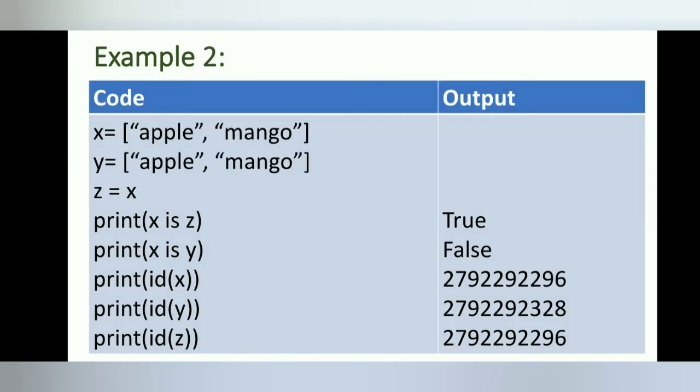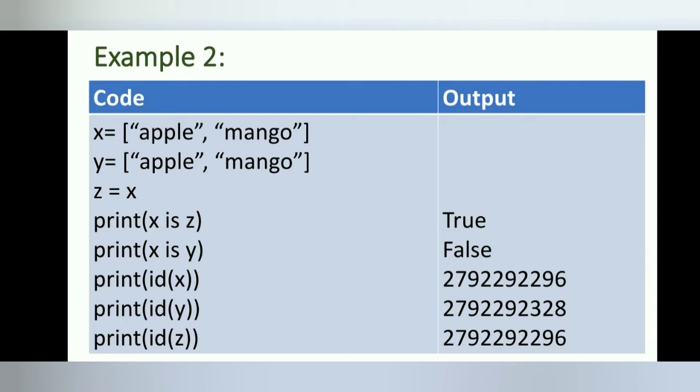Example 2. Open the Python IDE or any text editor, type this Python code and run it. We can also run this Python code on the Python terminal. In this Python code, a list apple, mango is assigned to X. Again a list apple, mango is assigned to Y. X is assigned to Z. Print X is Z. The output will be true. Print X is Y. The output will be false.